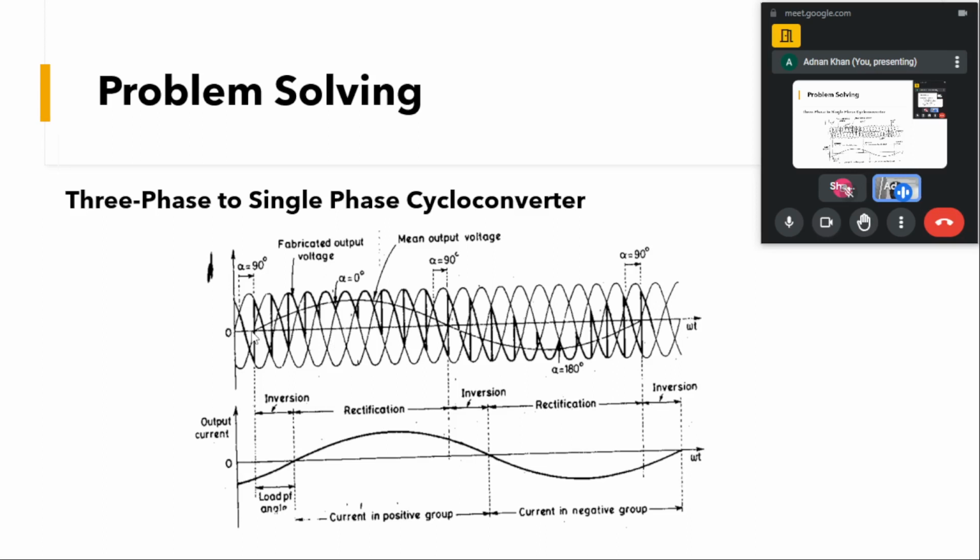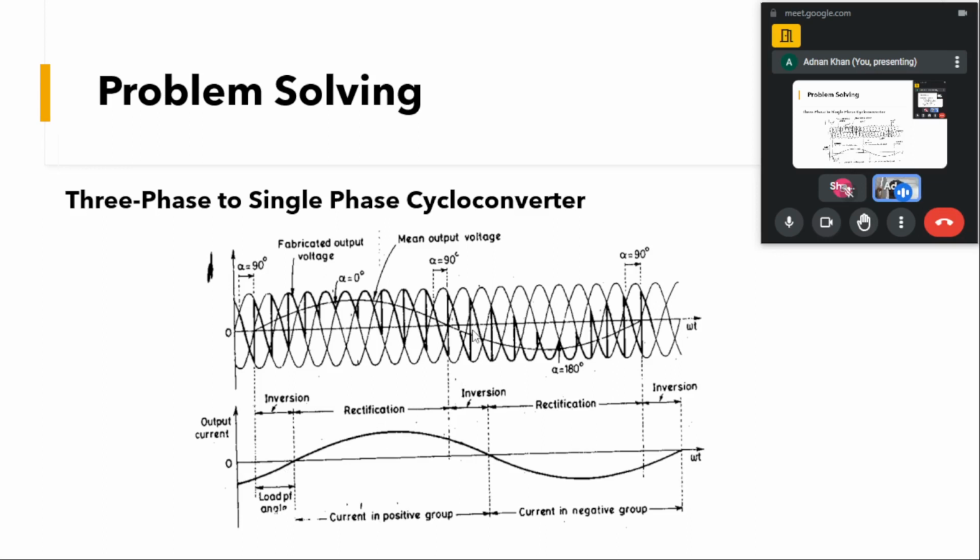Whenever we have voltage and current of different signs, like here where the voltage is positive and the current is negative, we have negative power. That is an inversion kind of operation. Whenever there is the same polarity, positive voltage and positive current, we can say it is a sort of rectification.